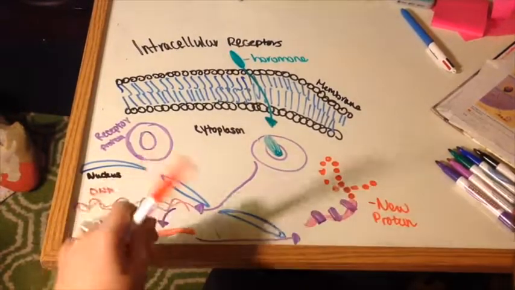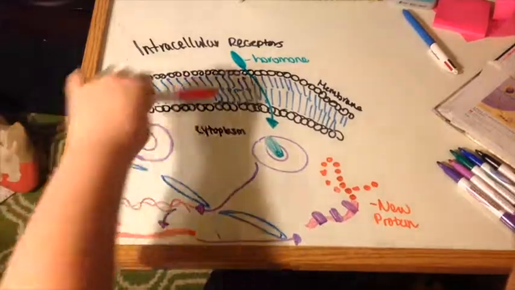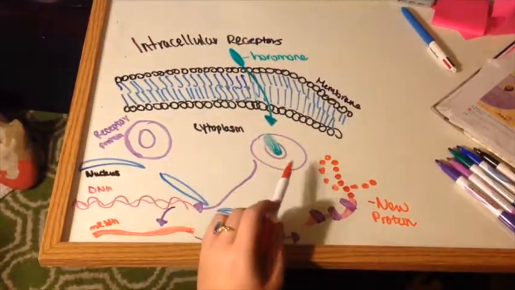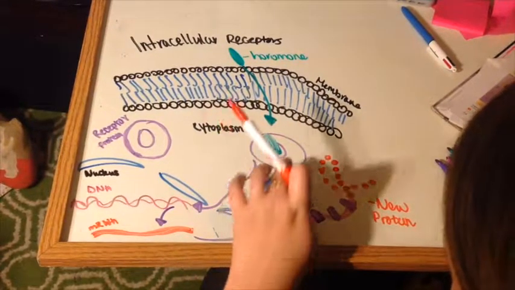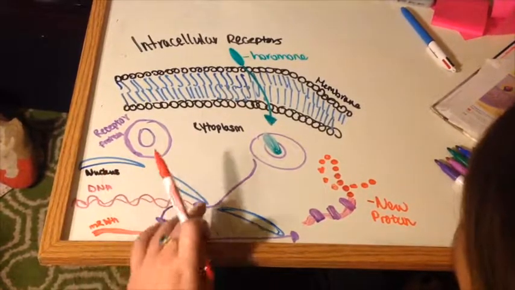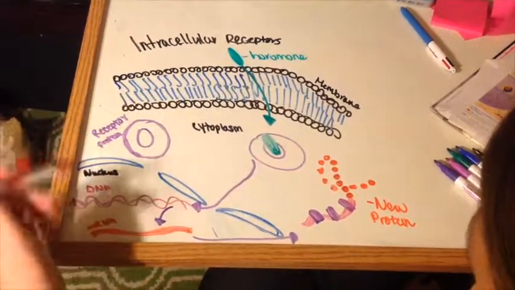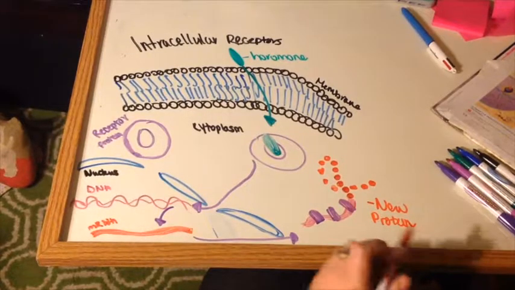And so just to go back over it. You have your receptor protein, then your hormone comes through, and it forms the receptor protein hormone complex that's going to travel inside the nucleus, and it's going to transcribe with the DNA right down to the RNA, and then it's going to be able to make a new protein.